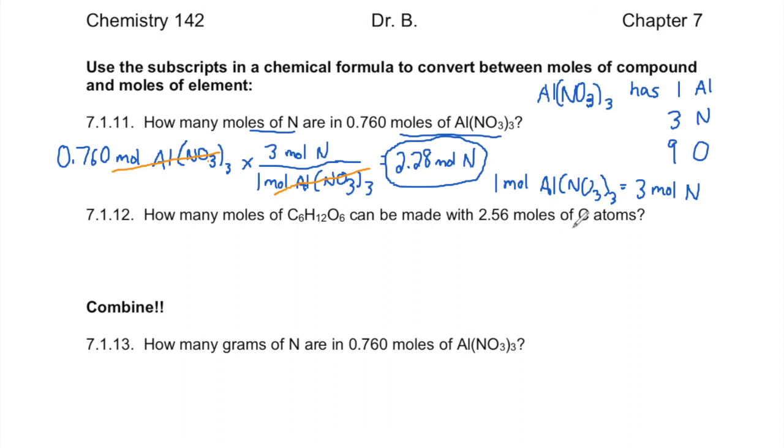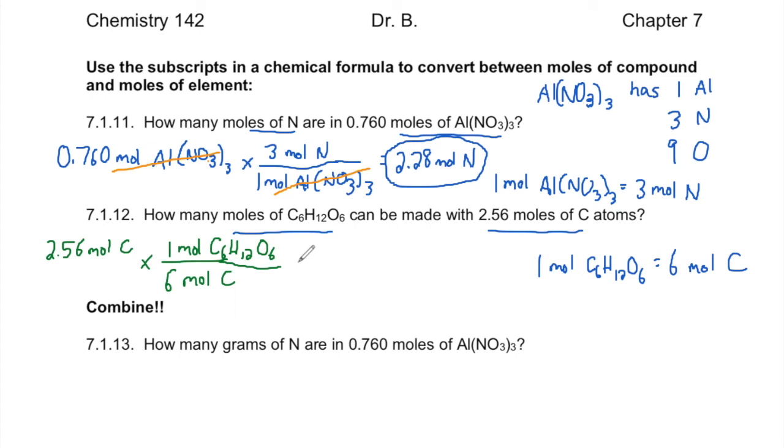So going the other way, what if we had 2.56 moles of carbon atoms, and we want to know how many moles of glucose would be made from that or would contain that? So 1 mole of C6H12O6 has 6 moles of carbon in it, because 1 molecule of C6H12O6 has 6 carbon atoms in it. That's what you would do. You would add 6 of the mass of carbon when you're getting the molar mass of that compound. So this is our relationship between carbon and glucose.